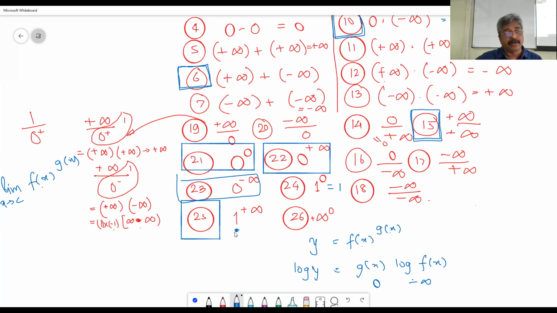Otherwise 1 raised to anything is 1, but this is a dynamic one, like our e which we found: 1 plus 1 upon x raised to x as x tends to infinity. 1 plus small raised to big. In this case the base is not exactly 1, it is tending to 1, so it is of this form. So 25th is indeterminate.